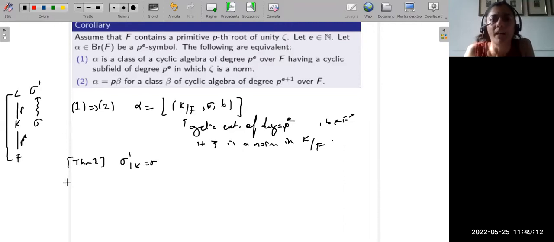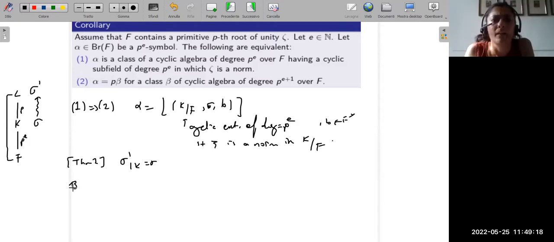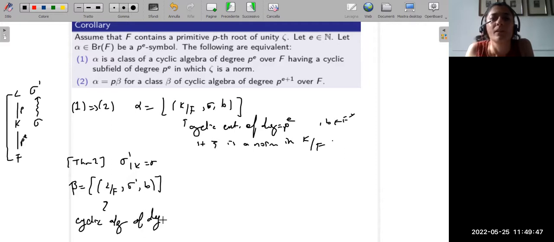Now I consider the following class. I have a cyclic field extension of degree p to the power e plus 1, so I can construct a cyclic algebra, with sigma prime a generator of its Galois group, and I use the same B here. So this is a cyclic algebra of degree p to the power e plus 1. Now I just compute.